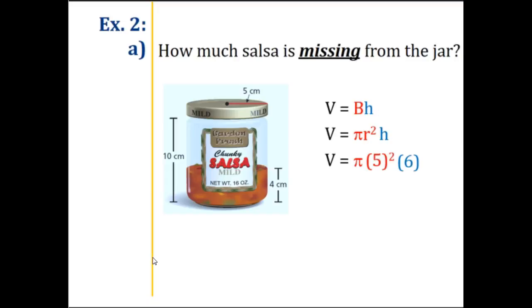What's 5 squared? And then you have volume is, and 25 times 6 is what? Do we need calculators? 25 times 6 is what? 150, right? So I have 150 pi. So how much is missing? Approximately what? You need a calculator to multiply it by pi.